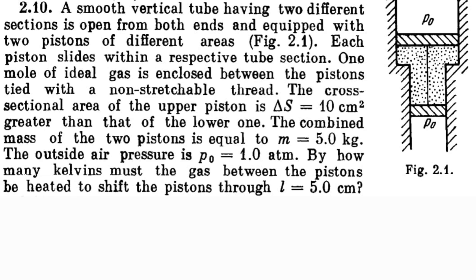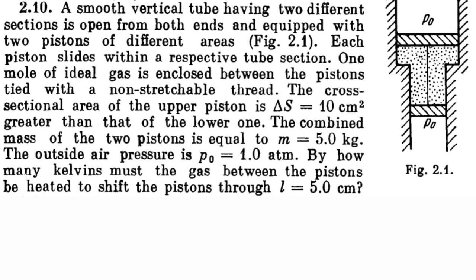tied with a non-stretchable thread. The cross-sectional area of the upper piston is 10 cm square greater than that of the lower one. The combined mass of the two pistons is equal to 5 kg and the outside air pressure is 1 atmosphere. By how many Kelvin must the gas between the pistons be heated to shift the pistons through 5 cm?